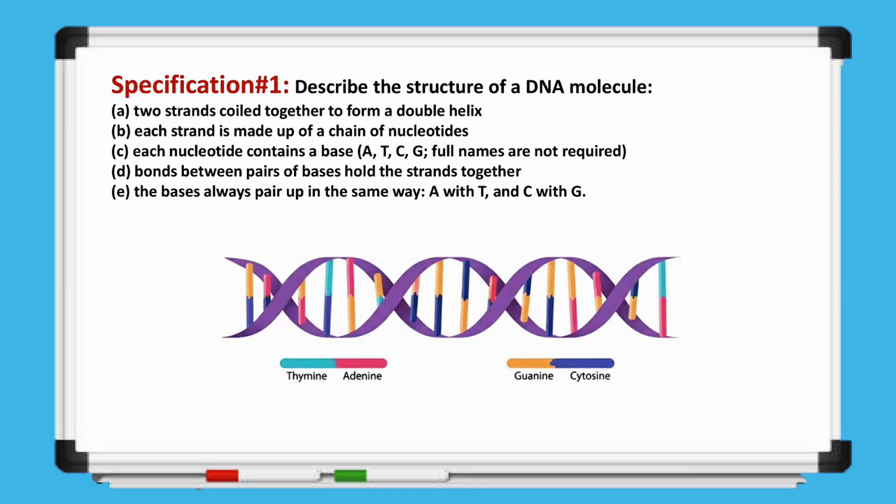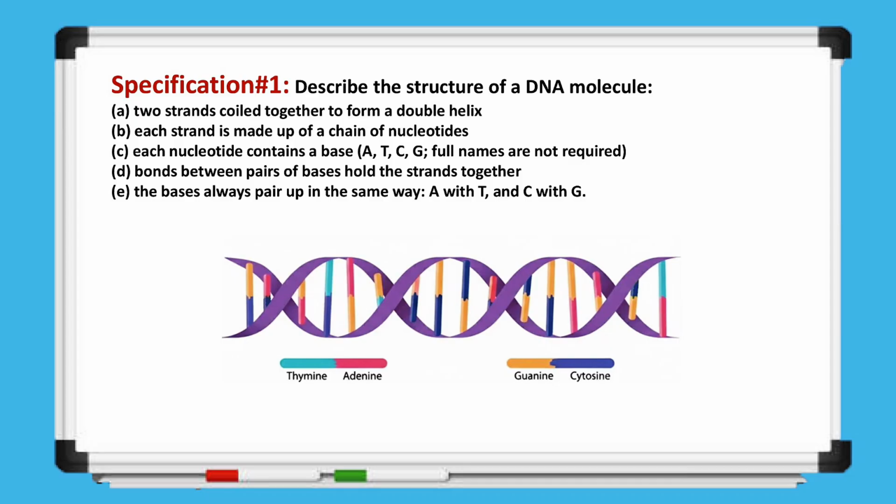Now we will begin this unit with Specification 1, which asks us to describe the structure of a DNA molecule. According to this, you need to understand that DNA consists of two strands that are coiled together to form a structure known as a double helix. Each of these strands is made up of a long chain of repeating units called nucleotides. Every nucleotide contains a base, and there are 4 types of bases found in DNA, which are A, T, C, and G. You are not required to learn their full names at this level.